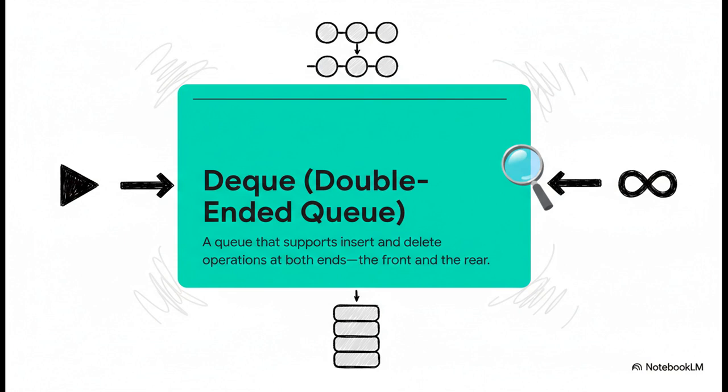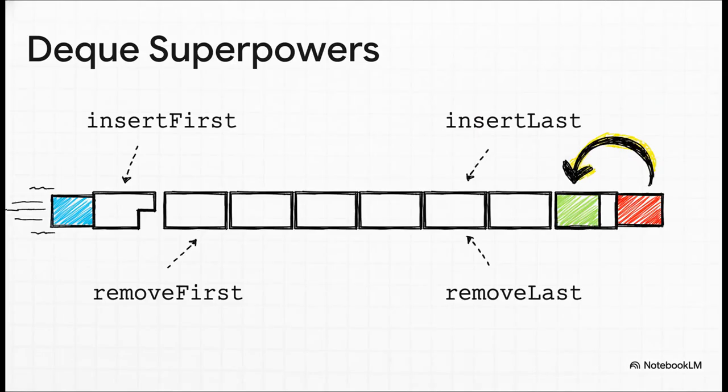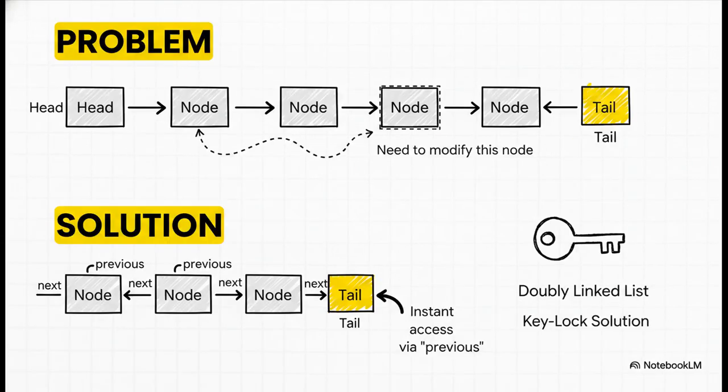So it can act like a regular queue, it can act like a stack, it can be whatever you need it to be. A deque basically gives you 4 superpowers. You can insert at the last position, just like a regular queue, but you can also insert at the first position. You can remove from the front, but you can also remove from the last position. Total freedom.